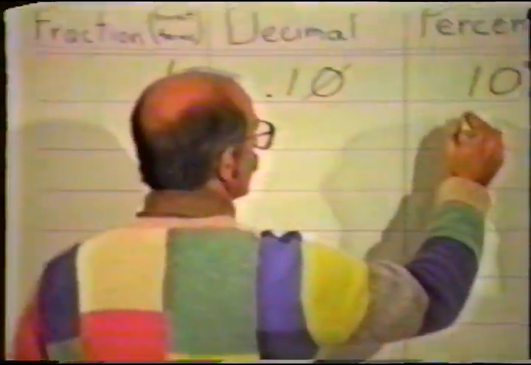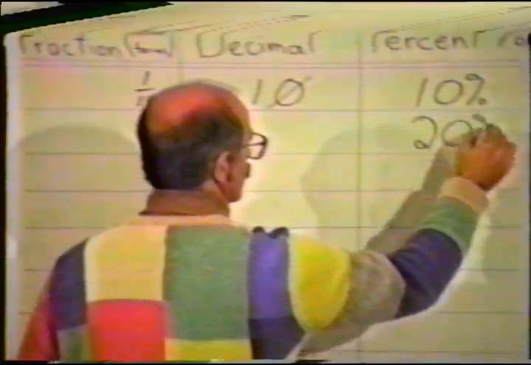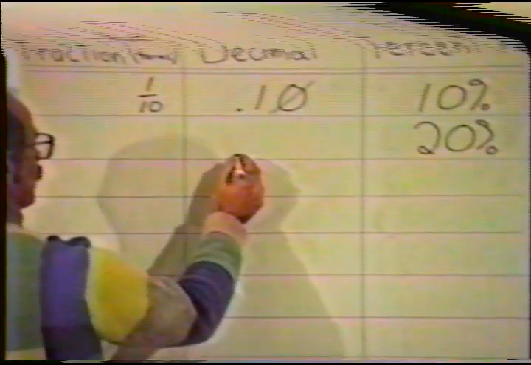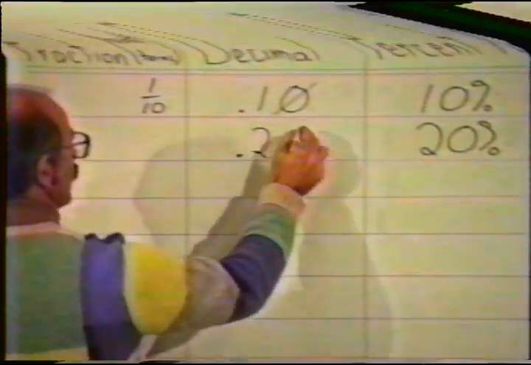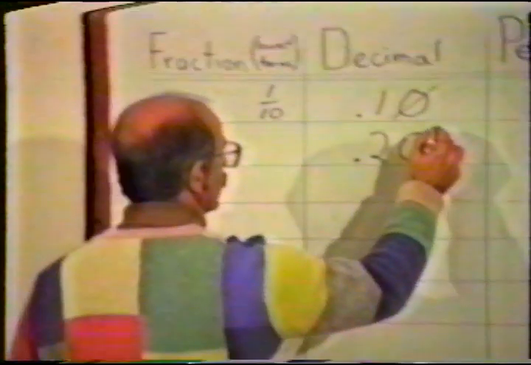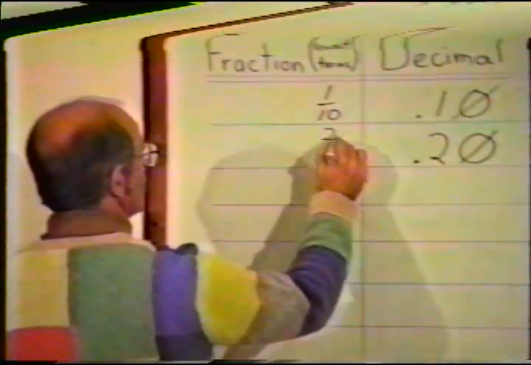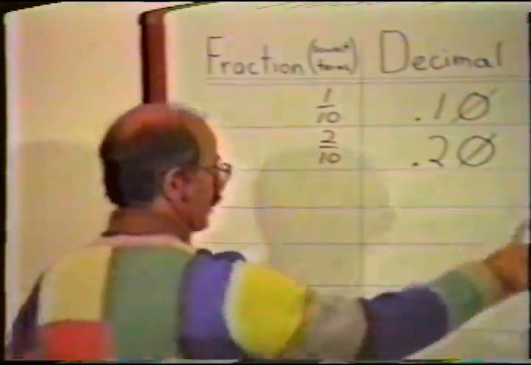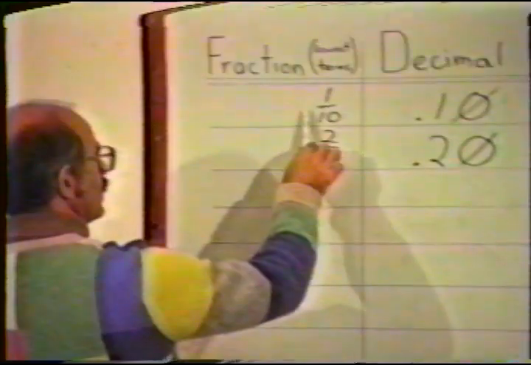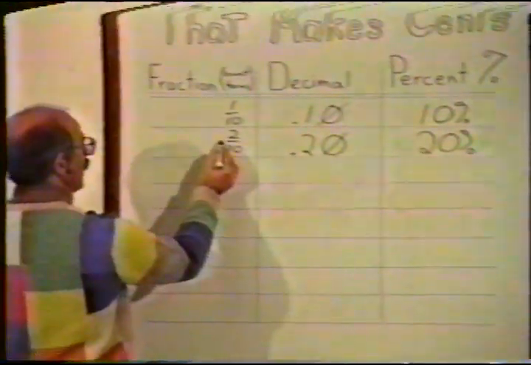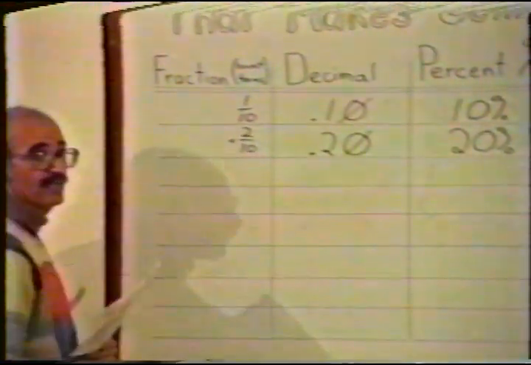The next one is 20%. Going back 2 places, I get 0.20. Read that number. 20 hundredths. And now read it. 2/10. 10%, 1/10. 20%, 2/10. But 2/10 can be reduced.